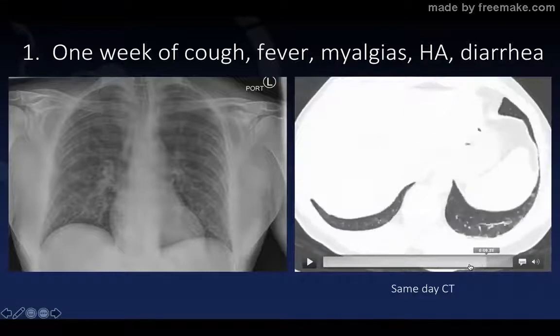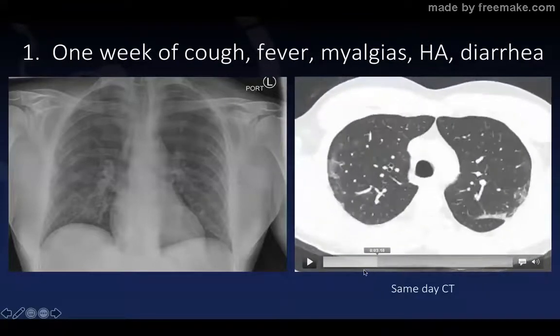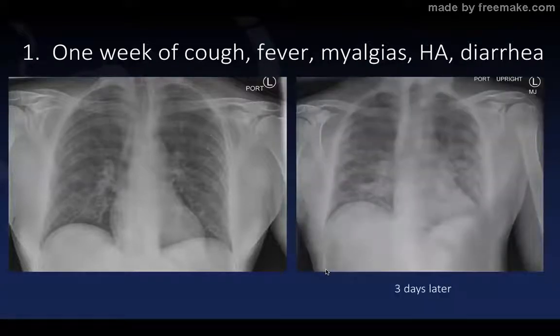Let me drag through the stack again to give you another look here. My goal is to show you multiple cases just to get familiarity with the pattern of findings. And there's, of course, radiographic progression here 3 days later, making it very clear that there are abnormalities in the lungs.